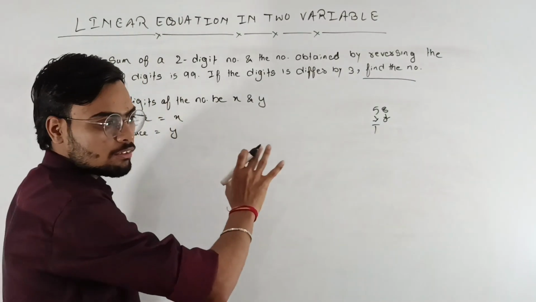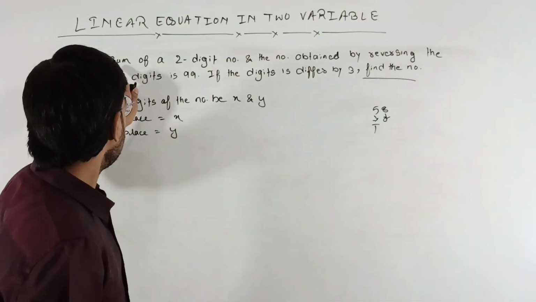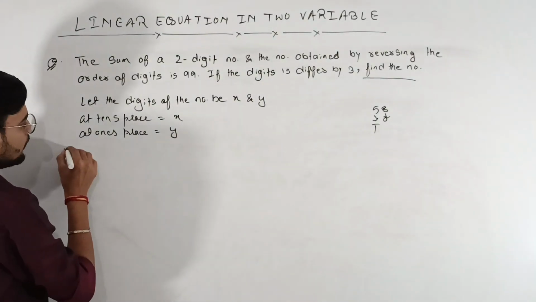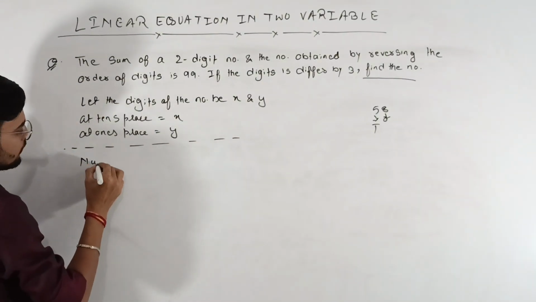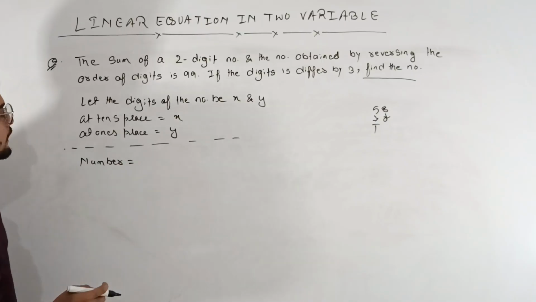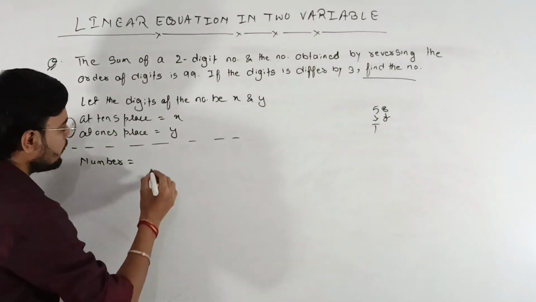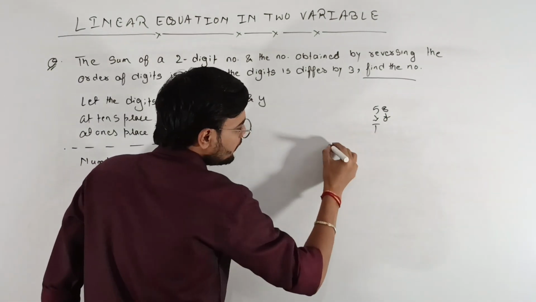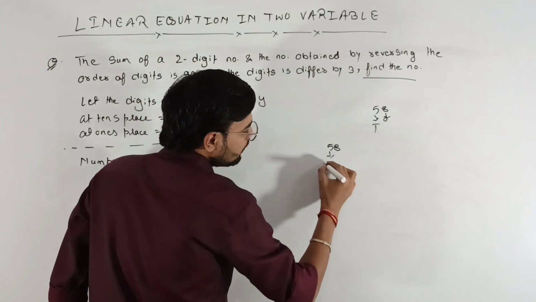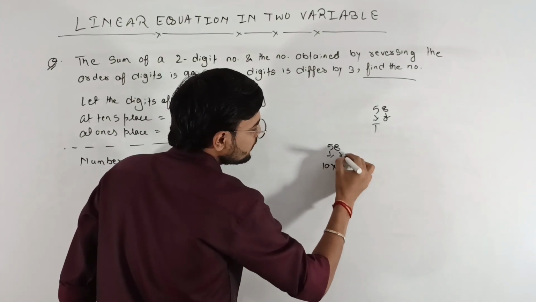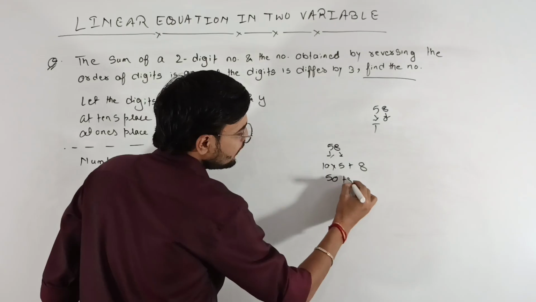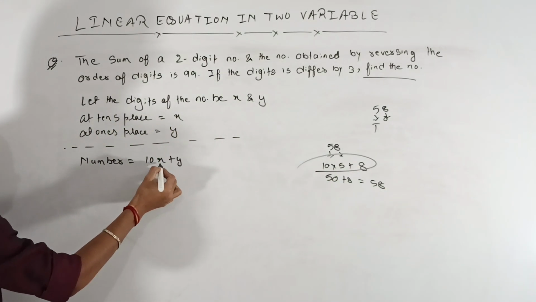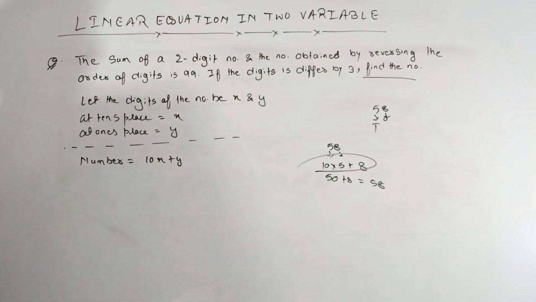After assuming this, we form both numbers, the original number and the number obtained by reversing the digits. When the digit at the tens place is x and at the ones place is y, then our number is 10x plus y. You all know how to form a number. Suppose 58 is my number, then at the tens place 5, so I write 10 into 5 plus the ones place 8, which becomes 50 plus 8 equals 58. Similarly, I write here 10 into x plus y. Now this is my original number.